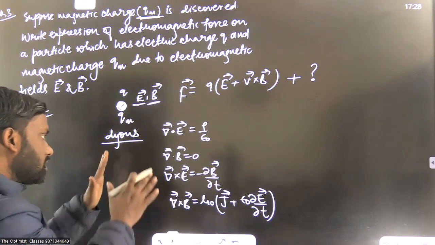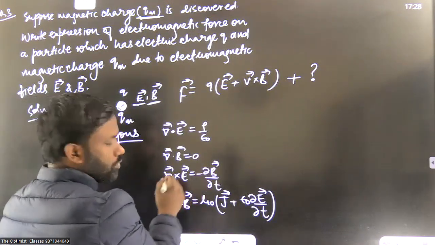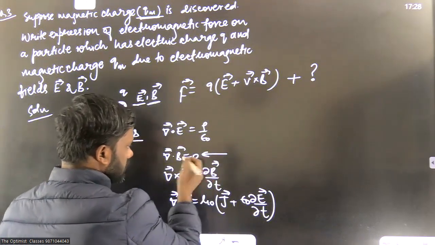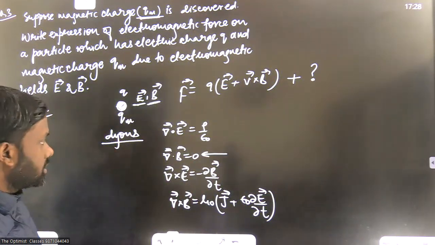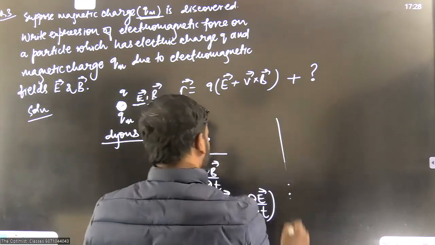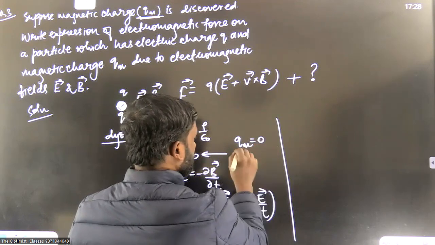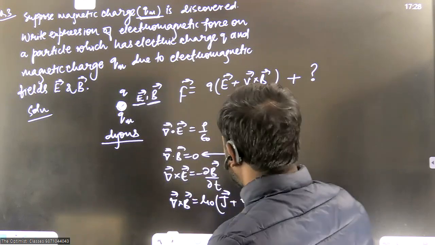See, these equations are true when no magnetic monopole exists, or magnetic charge doesn't exist. This equation actually implies that a magnetic monopole does not exist. So now, these equations are true when magnetic charge is zero, that is, when a magnetic monopole does not exist.